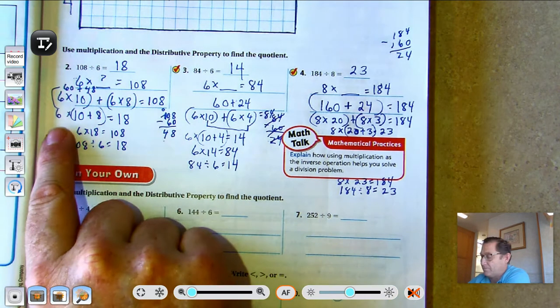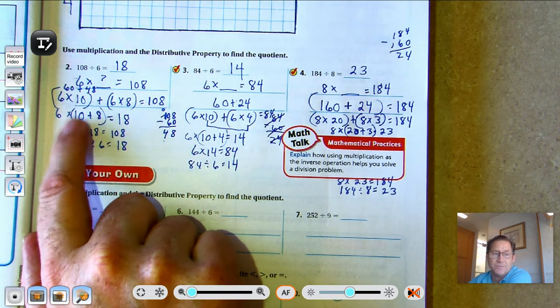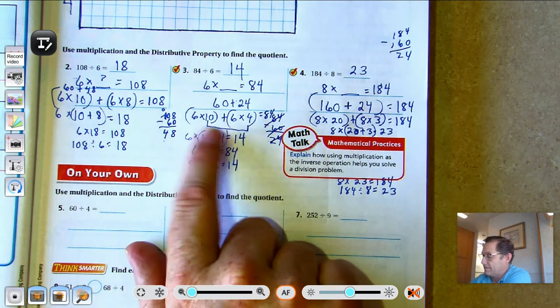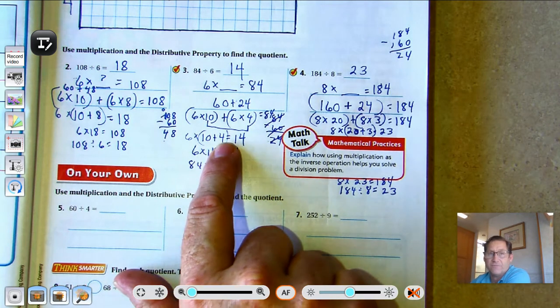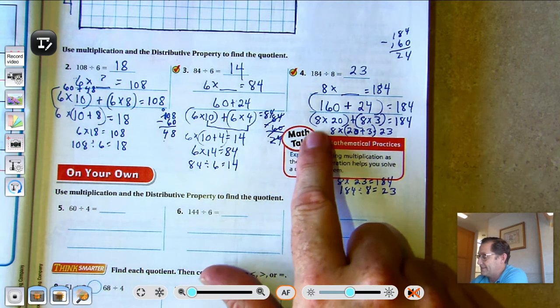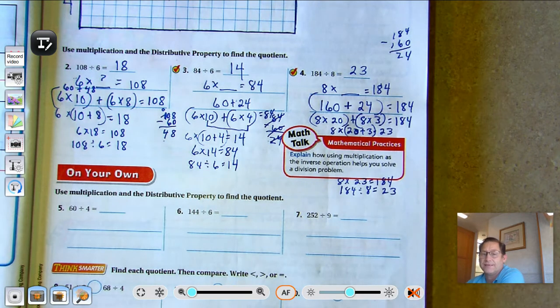I just wanted to go back and make sure that you understood that that should be 6 times the sum of 10 and 8. Okay. This one, the 10 and 4, it should be 6 times the sum of 10 and 4. So 6 times 14. Here, 8 times the sum of 20 plus 3. 8 times 23 is 184.